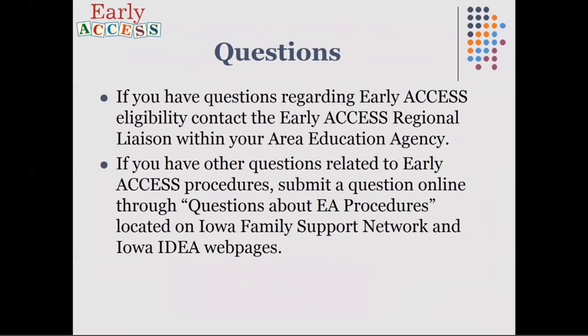If you have questions regarding early access eligibility, contact the Regional Early Access Liaison within your area education agency. If you have other questions related to early access procedures, submit a question online through Questions About EA Procedures, located on the Iowa Family Support Network and the Iowa IDEA web pages.